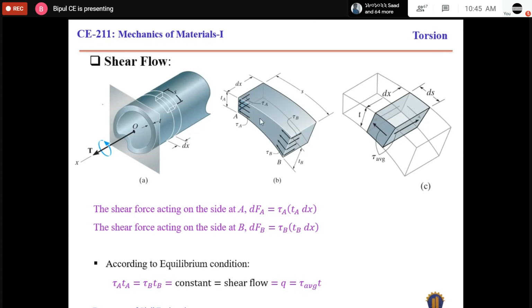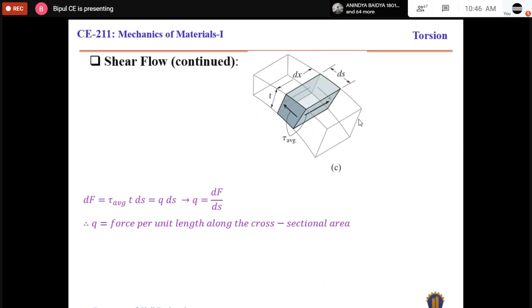Now, if we consider another small element along the length of the shaft, that is shown in figure C. Along the perimeter, the length is ds, and along the length of the shaft, the length is dx, and the thickness is t. Because this length is very small, the thickness at this location and at that location will be almost the same. That's why it is t.